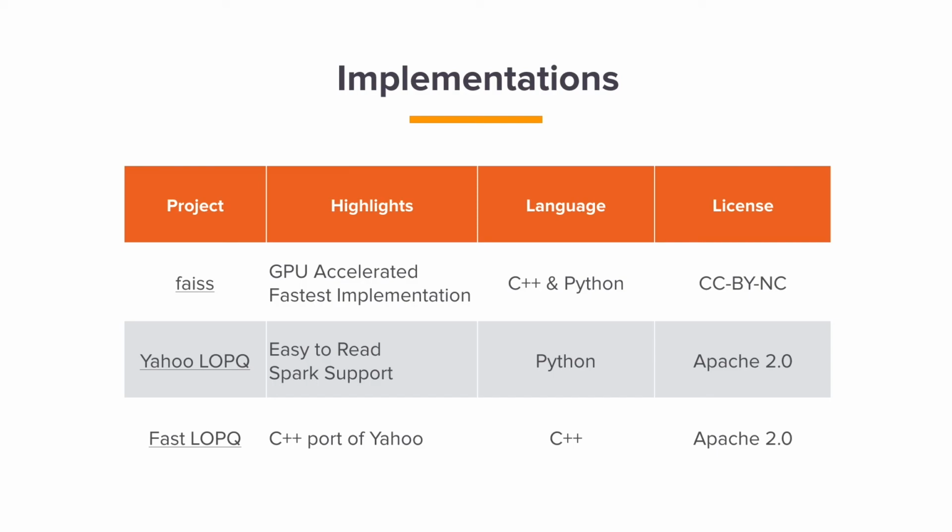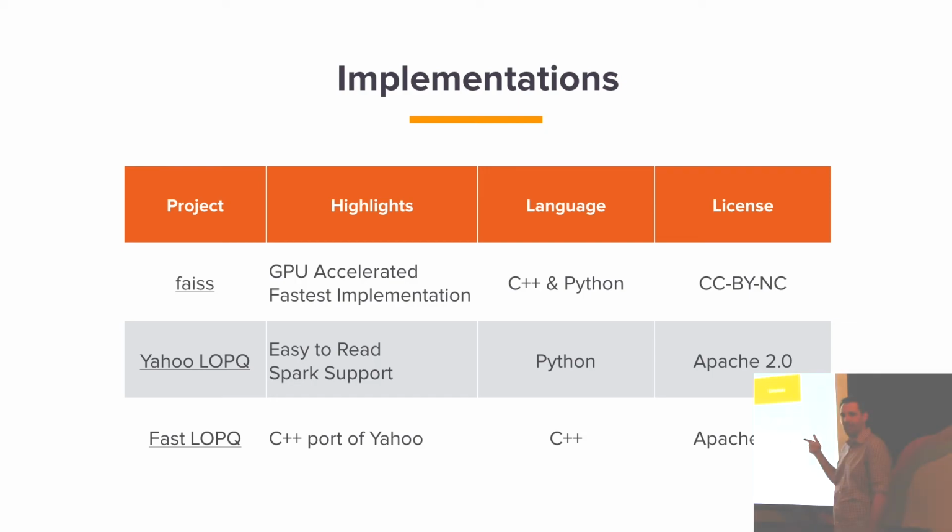If you want to play with this stuff yourself, there are 3 open source libraries you can check out. Faiss from Facebook Research, they released an implementation of this that runs on the GPU. It's the fastest implementation available. It wasn't open source. Their license is Creative Commons BY, I forget what NC stands for. It's like non-commercial or something. I don't know. It wasn't open source when we had to build ours.